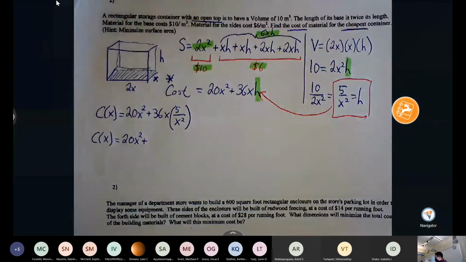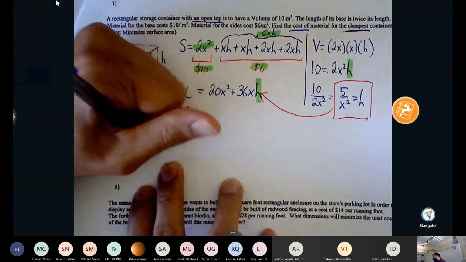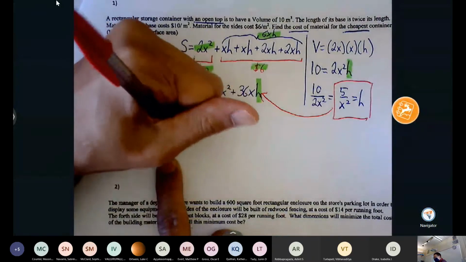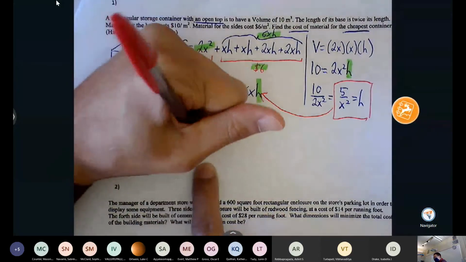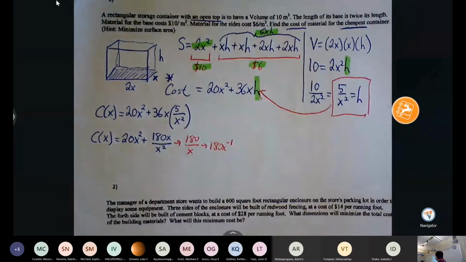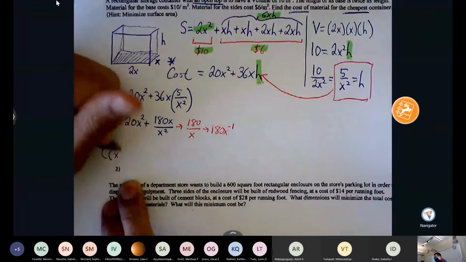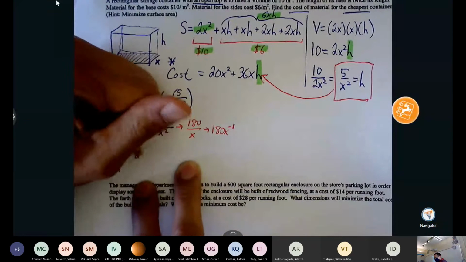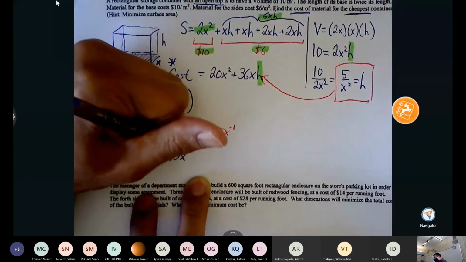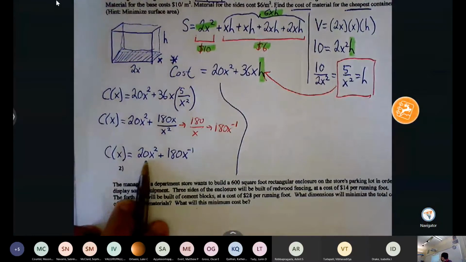Okay, go ahead and multiply that through. 36 times 5 is 180. But this we can clean up, right? So I can take out one of the x's. This becomes 180 over x. Continue cleaning up. I can make this 180 x to the negative 1 because I want everything to be nicely set up for my power rule. Okay, any questions up to this point?